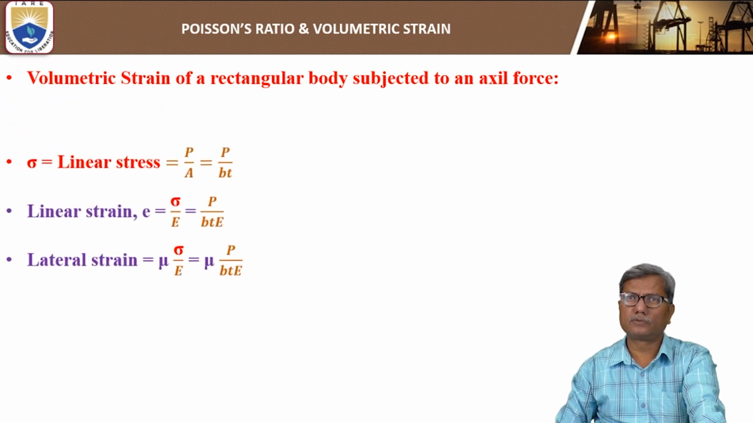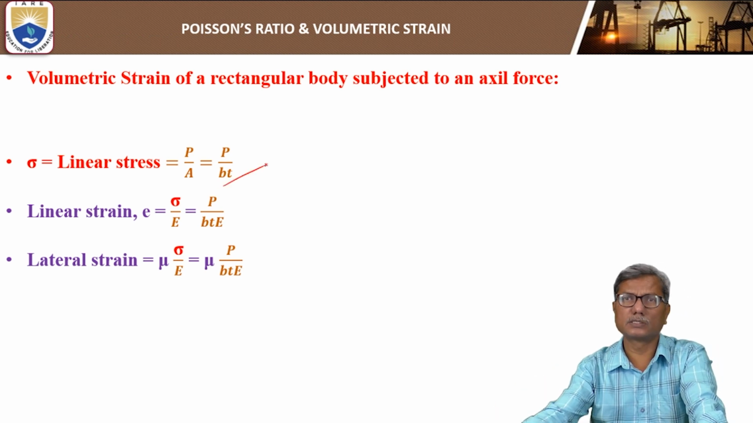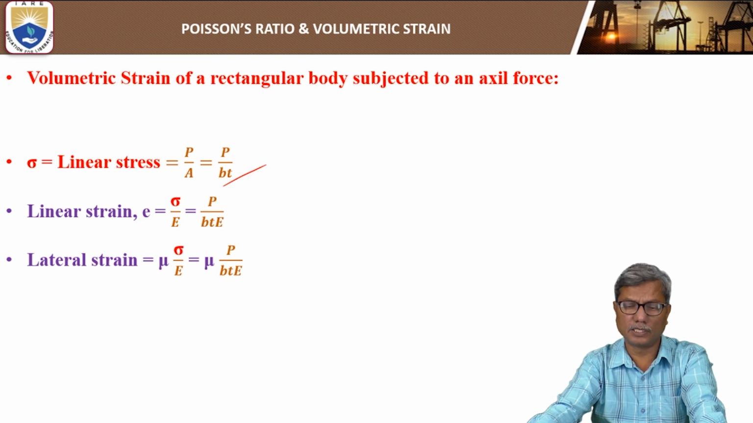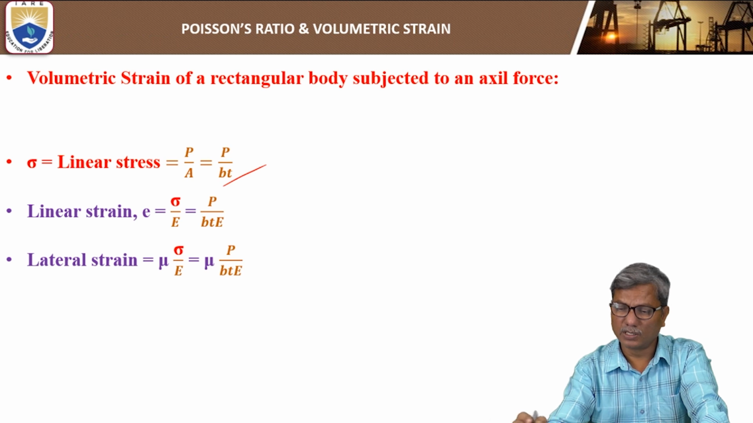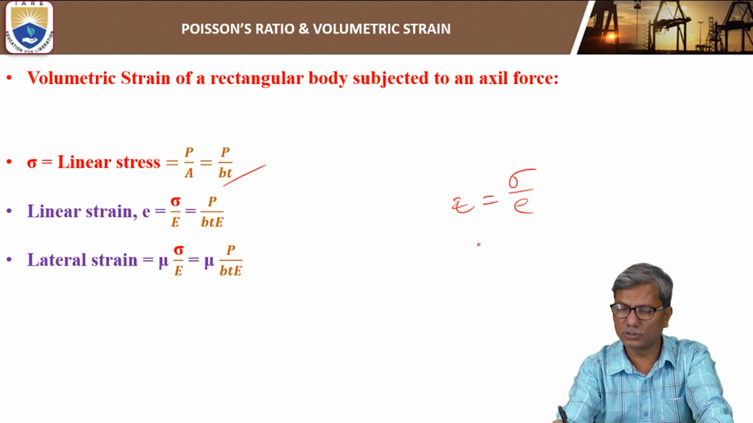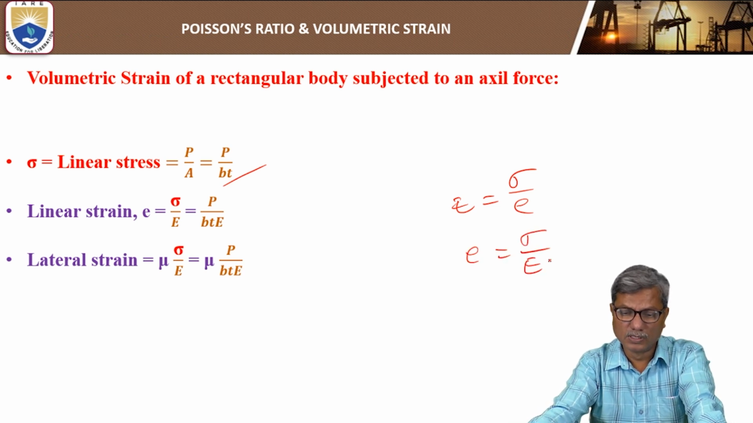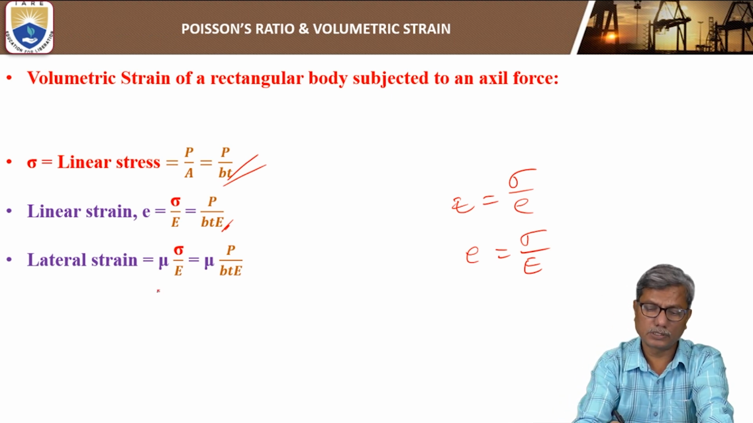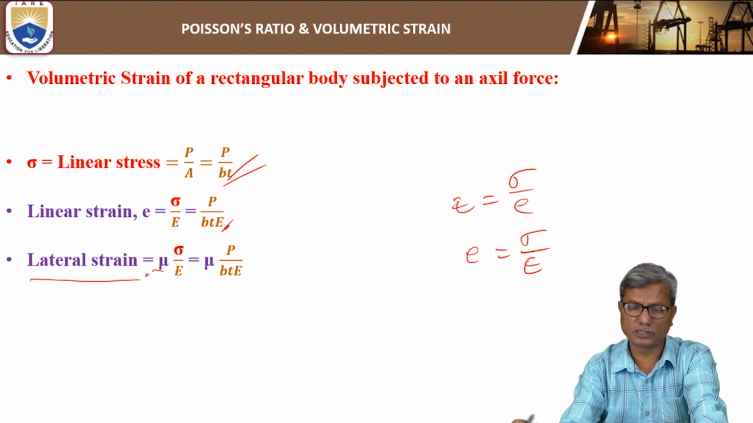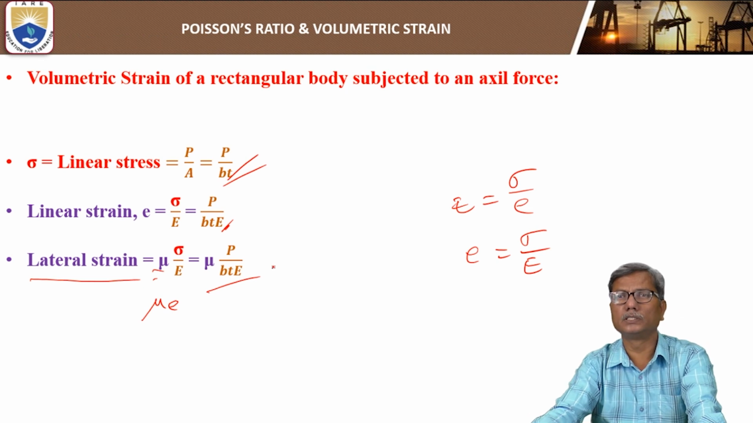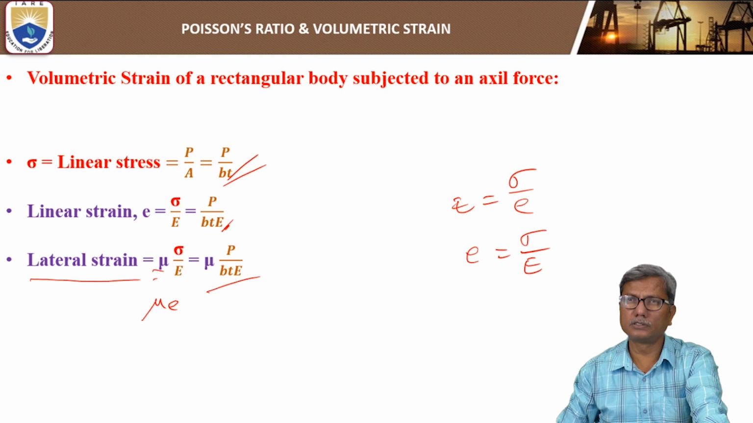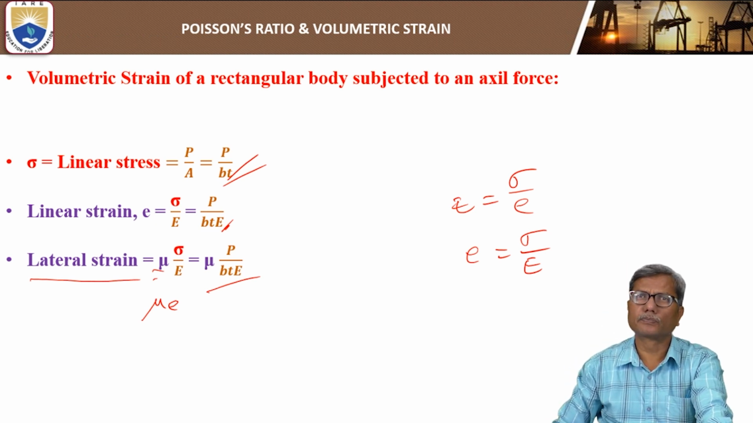First, let us see the stress in the direction of force P, which is P by A, the cross sectional area, that is P by BT. Linear strain is stress by Young's modulus, because Young's modulus is stress by strain. Stress is P by BT divided by Young's modulus E. That is the linear strain. If mu is the Poisson's ratio, then lateral strain is mu into linear strain, which is sigma by E, that is mu into P by BTE. That is the lateral strain. It is clear.